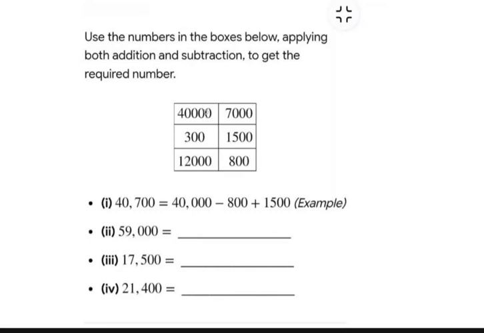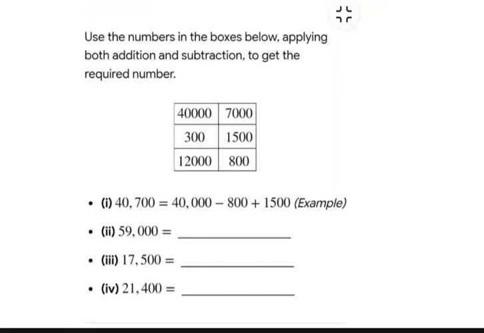As per the rule, we can take 40,000, which is nearest to our target number. After that, they applied subtraction here. Subtract 800. That brings us to 39,200. Applied addition. Addition of 1,500. So calculating all these numbers, we get the answer 40,700. Clear? Move to the second question.